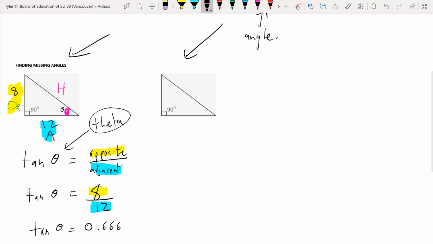Okay. The last step, I want to just know the angle by itself. So what we have to do is move the tan to the other side. This is going to make it inverse tan of 0.66666. Okay.